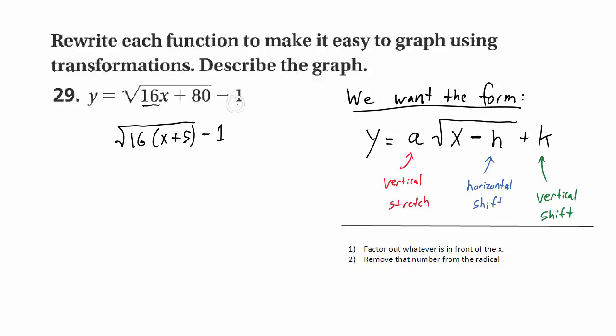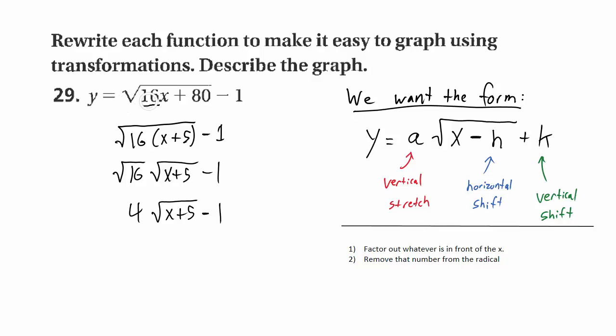The vertical shift isn't going to change, you'll notice. But if you look at this plus 80, it might make you think it's shifted 80 to the left, but that's not true at all. When you pull out that 16, and I'm going to write it separately this time, remember, the product of radicals is the same thing as the radical of the product. So the square root of 16 is just 4. So we get 4 square root of x plus 5, minus 1.